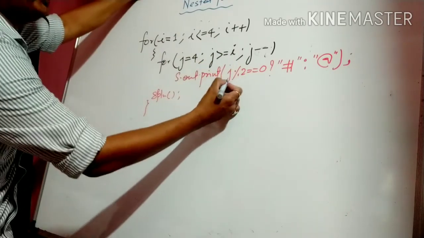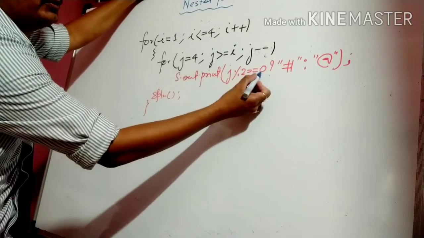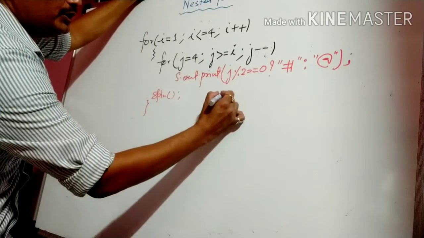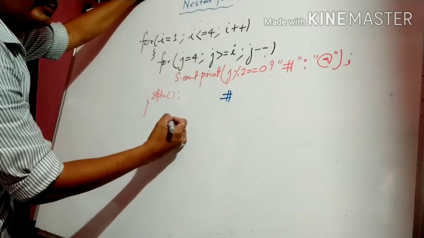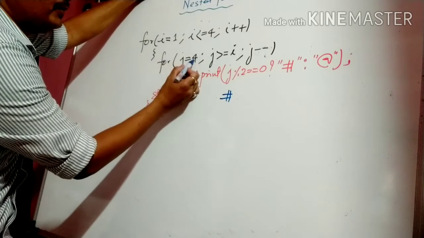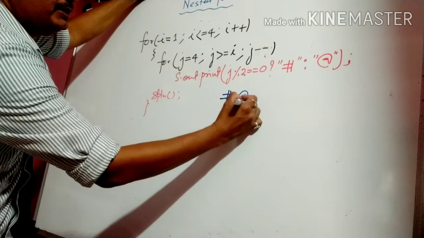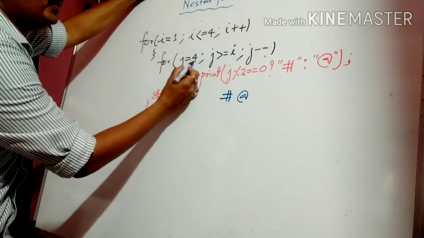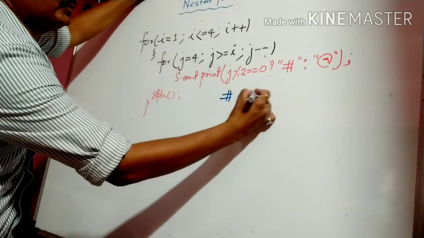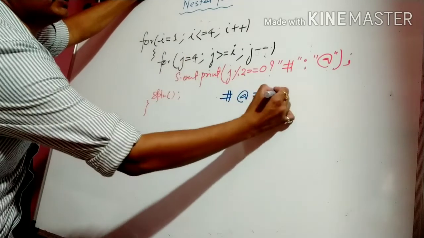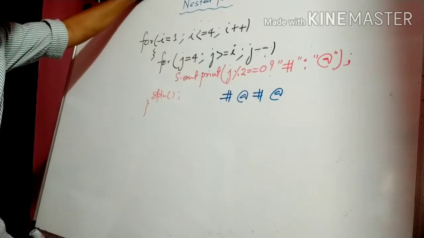Now see here. What is the value of J? 4. 4 modulus 2 equal to 0, true or false? True. What will it print? 4. Now next time the value of J will be 3. 3 modulus 2 equal to 0. False. What will it print? At the rate. Next time this will be 2. Condition true. Then 1. Condition false. So we will get this one.